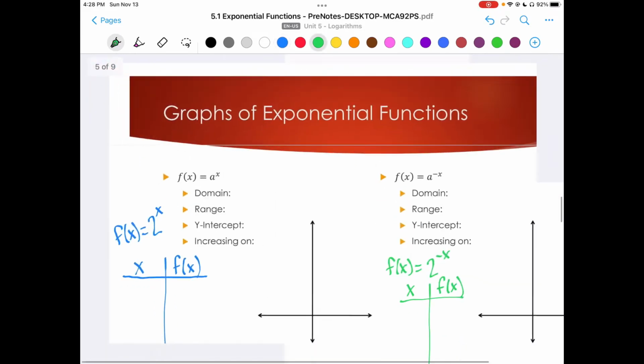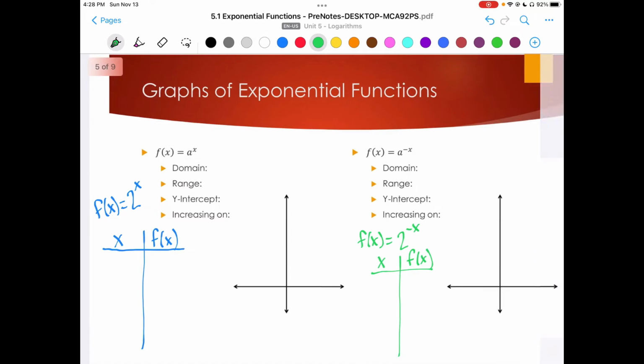So exponential functions. Let's look at these graphs and compare them a little bit. I'll make a quick table so we can actually graph some. So let's compare what happens when we have a to the positive x, that's the one on the left side, right? And if we have f of x equals a to the negative x, on this right side.